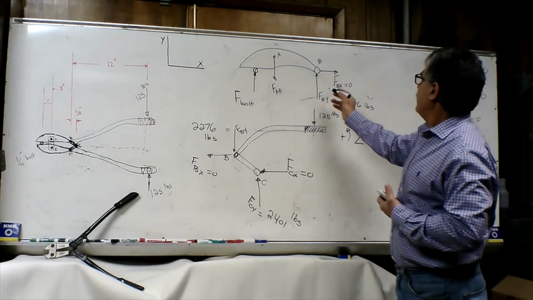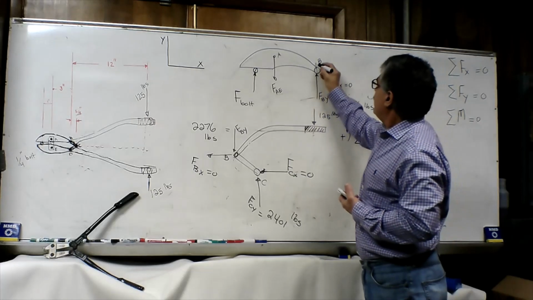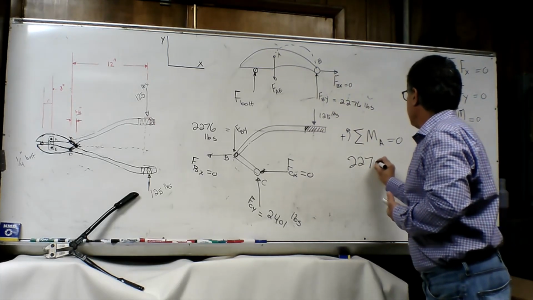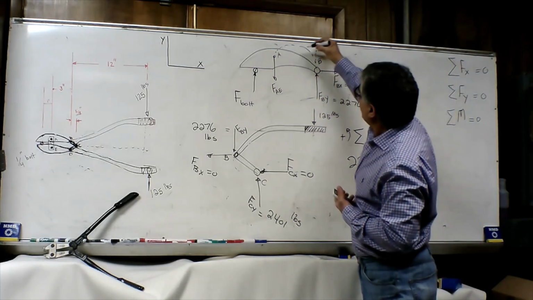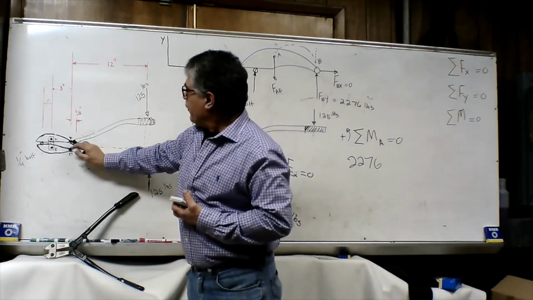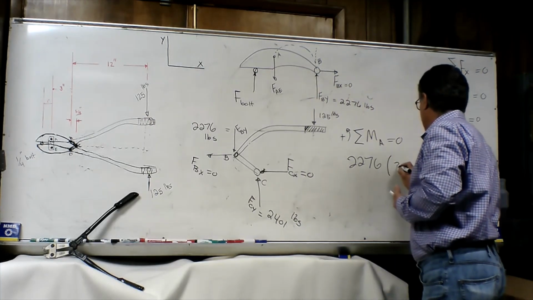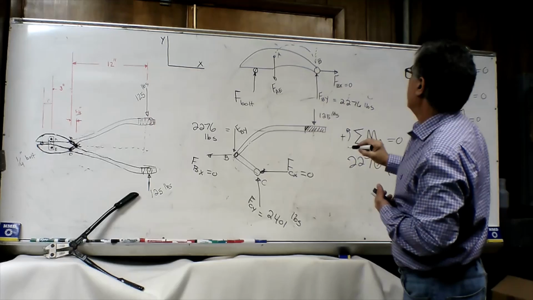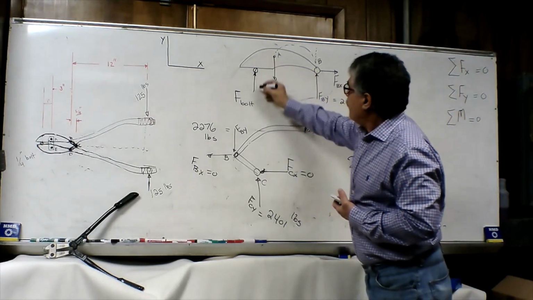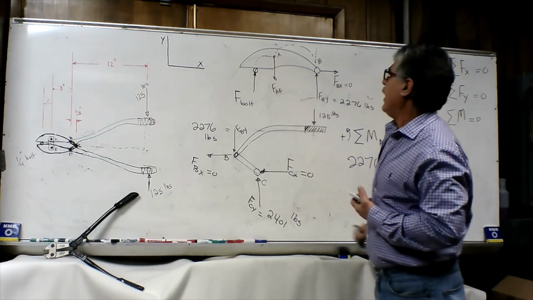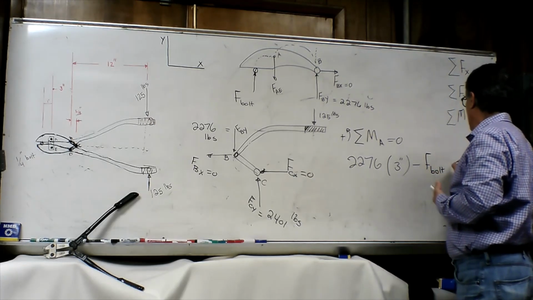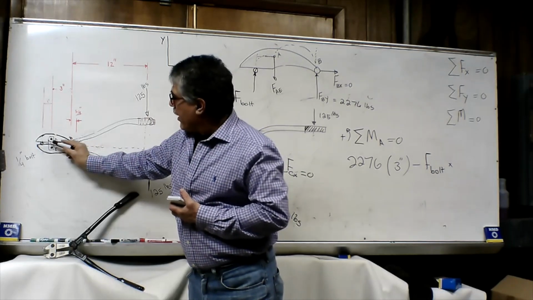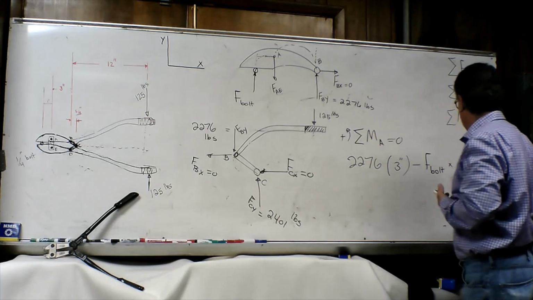So we are going to have this force going this direction toward point A, which is the positive direction. We're going to have 2276, FBR, multiplied by the distance between B and A, which is 3 inches, multiplied by 3 inches, minus F bolt, which is going this direction toward point A, minus F bolt multiplied by the distance between the bolt and point A. That distance is 1 inch, multiplied by 1 inch, equal to 0.